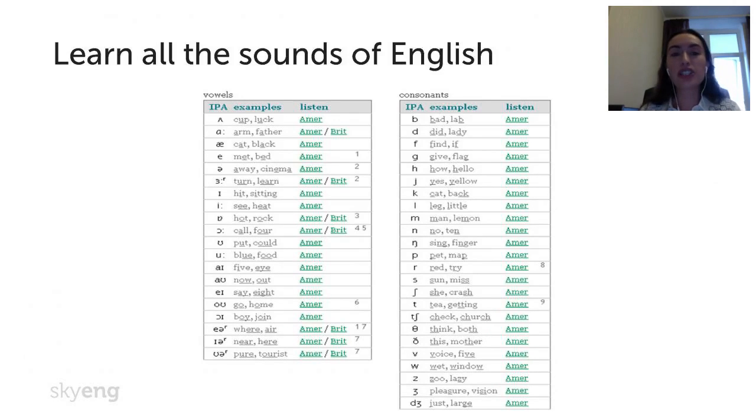Different kinds of English also have different pronunciation. For example, the pronunciation, or let's call it the accent, of British English is different from the pronunciation of American English. And the most frequently learned kinds of English in the world are American English and British English.